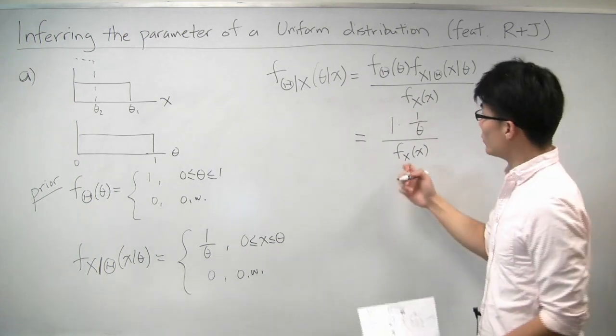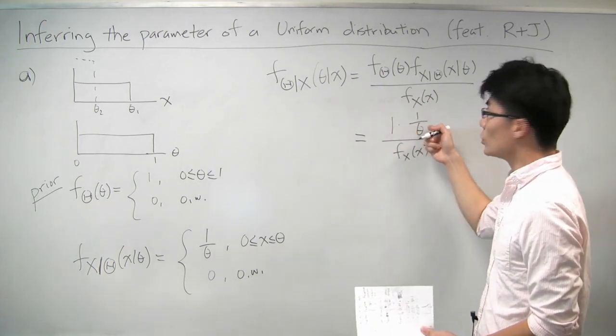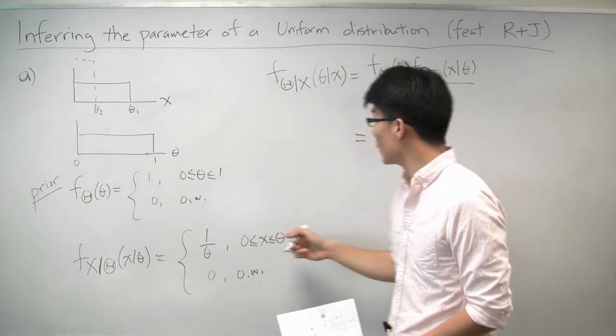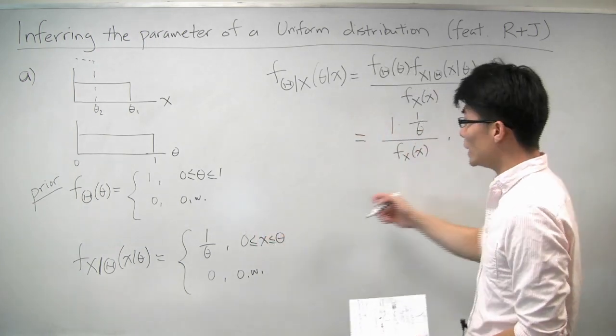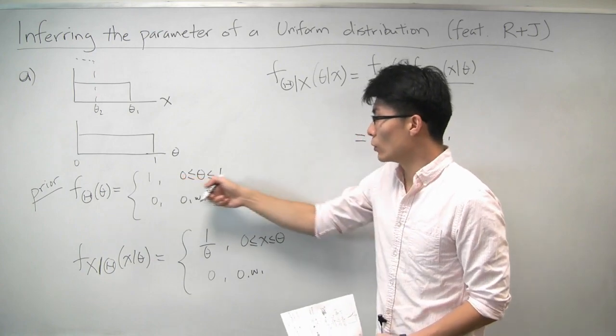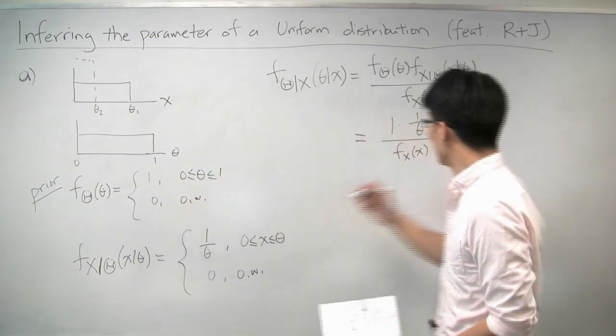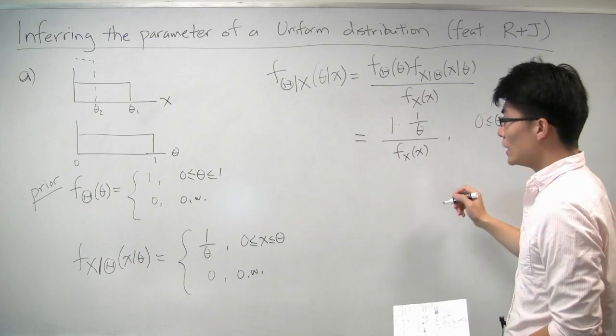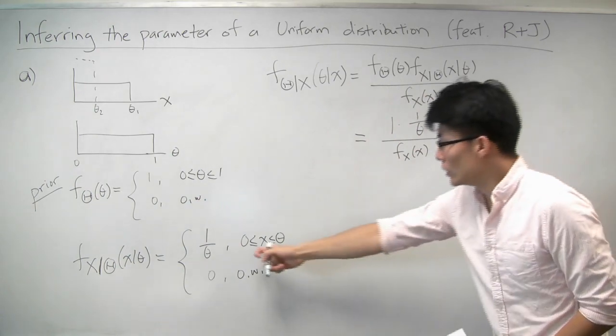But we always have to be careful because these two values are only valid for certain ranges of theta and x. Right? So in order for this to be valid, we need theta to be between 0 and 1, because otherwise it would be 0. So we need theta to be between 0 and 1, and we need x to be between 0 and theta.